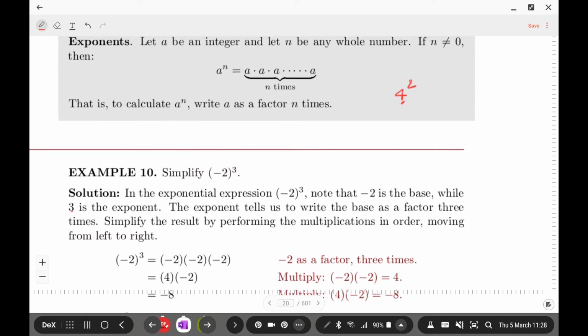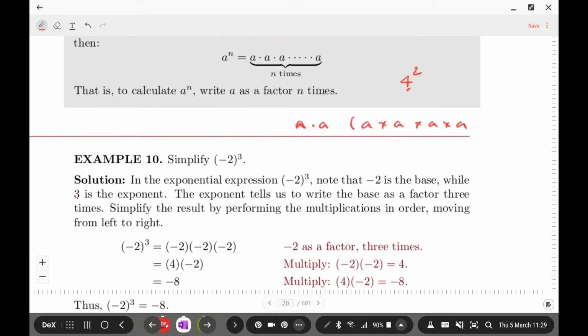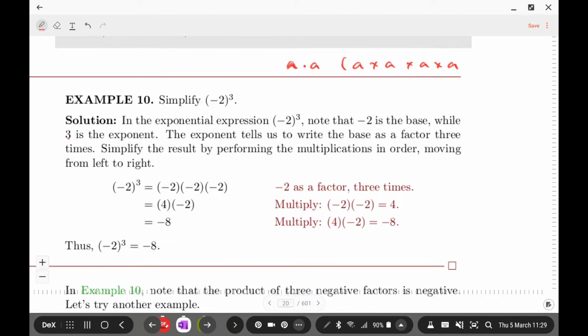So, and by the way, here they said a dot a. All it means is a times a times a times a. In some books, you will see multiplication shown as a dot. Okay, all right. Here is an interesting part.